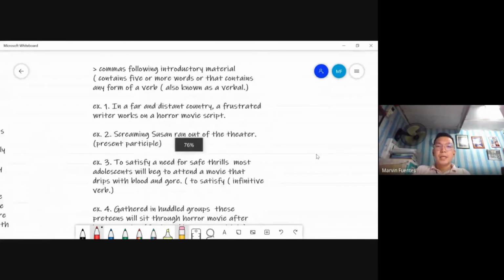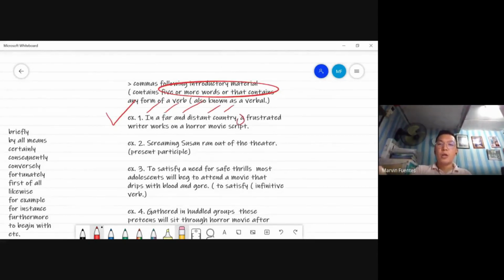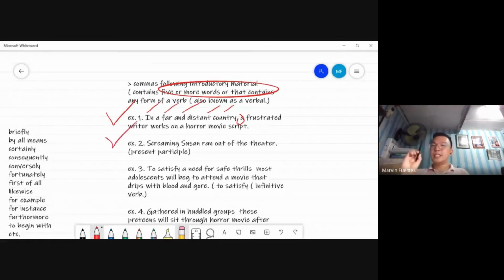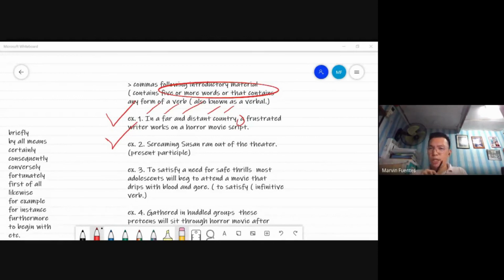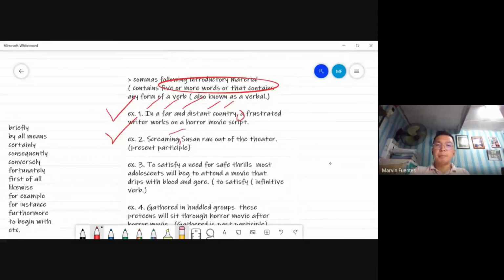Right. Class. First, introductory comma rulings. Ito yung sinasabi ko sa inyo, dapat composed of 1, 2, 3, 4, 5, ano? You have to put comma, it is an introductory comma. 5 or more words. Okay? Now, since this is still in the introduction, we call this one still an introductory, but if you are going to label it in English language, no, you have to put comma after the present participle or that screaming or the gerund, no, screaming Susan.